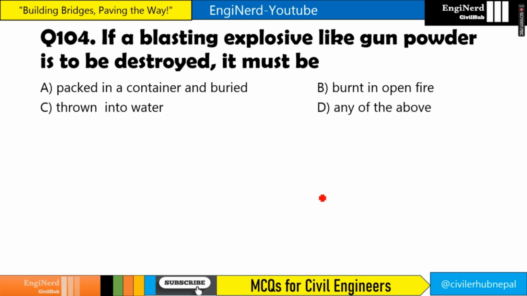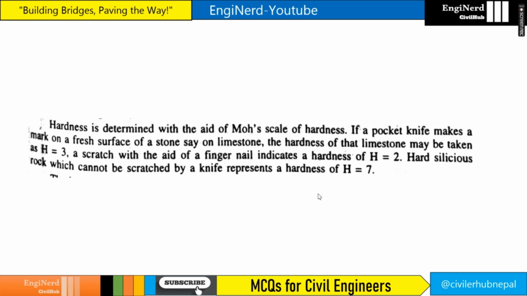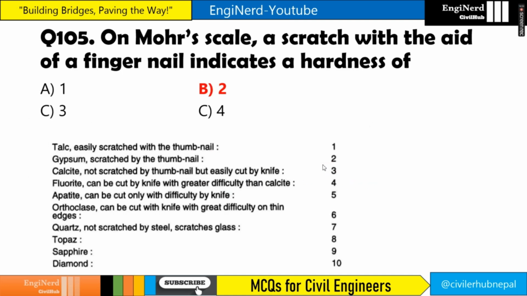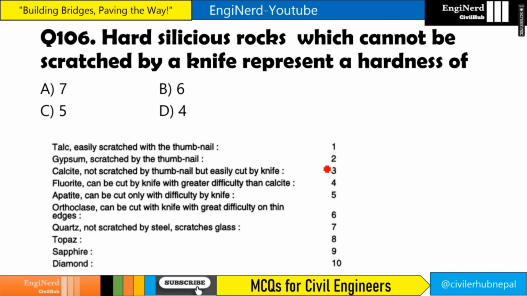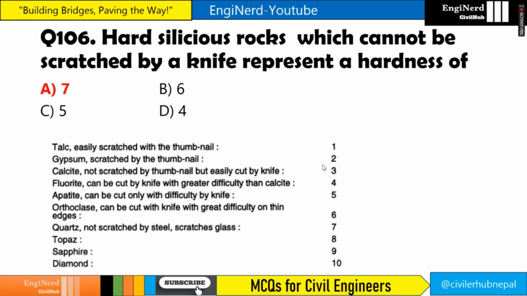If a lasting explosive like gunpowder is to be destroyed, it must be thrown into water. The answer is thrown into water. So on Mohs scale, a scratch with the aid of fingernail indicates hardness of what? 2. If you see here, hardness is determined with the aid of Mohs scale of hardness, and a scratch with the aid of fingernail indicates hardness of 2, and hard siliceous rock which cannot be scratched by a knife represents 7. So answer is 2, and that cannot be scratched by knife as we discussed earlier here, right? It will be 7. The answer for the next question is 7.